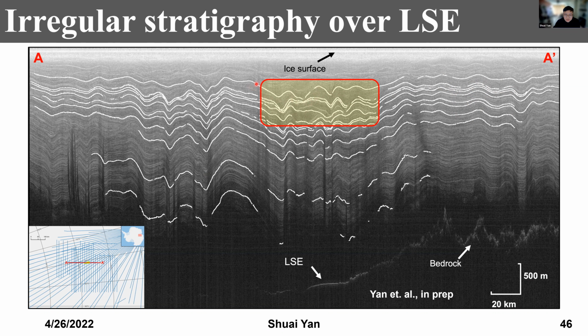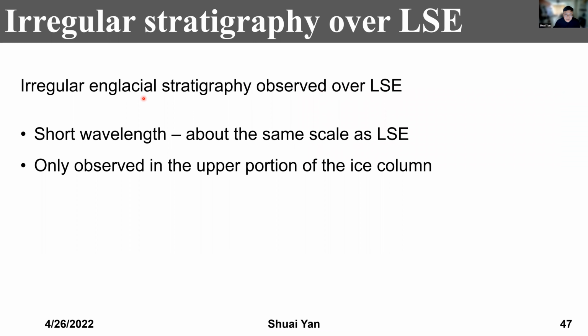You can see those reflections, they are not parallel to each other at all. The thickness of the ice layer between those reflections varies a lot. So it's this very irregular stratigraphy we see in the ice sheet over Lake Snow Eagle. And it is a very short wavelength anomaly. It's about the same scale as Lake Snow Eagle and is only observed in the upper portion of the ice column. So what could cause this type of irregularity?